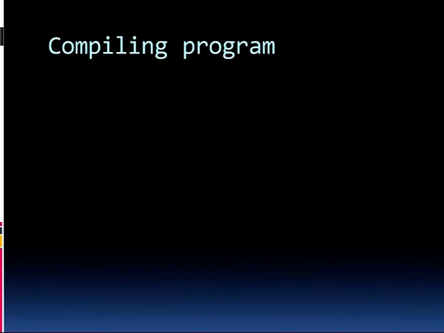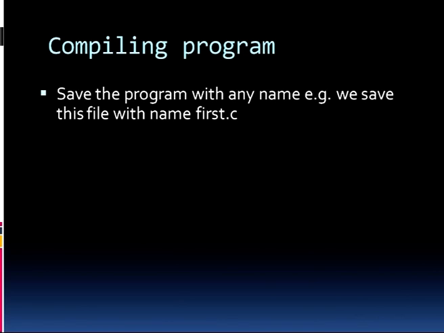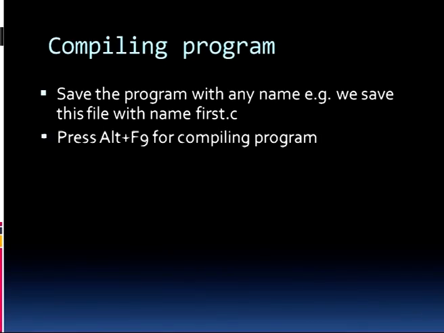When you compose your program, you will have to save it. We will save a program with any name and a .c extension. For example, we save our program as first.c. Then we will have to compile our program. For compilation, press Alt F9. It will activate the compiler.